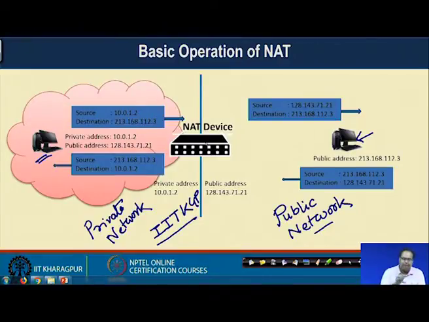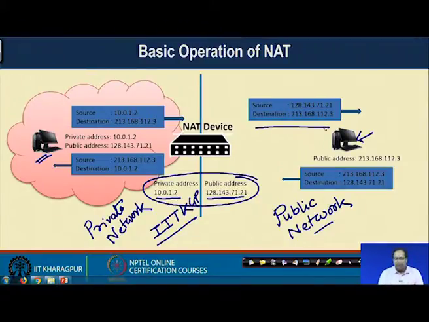So, whenever it comes to the NAT device, what does the NAT device do? It makes a mapping between the private address and the public address. This private address 10.0.1.2 is mapped to one of the available public addresses, which is 128.143.71.21, and that public address is put into the packet which is going into the public network. Now, the NAT device is replacing this private IP with this public IP and sending the packet. Now, the packet reaches the destination.